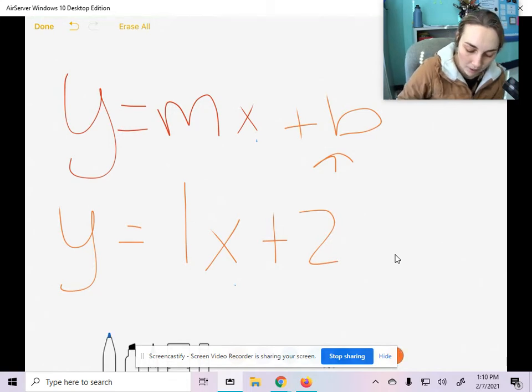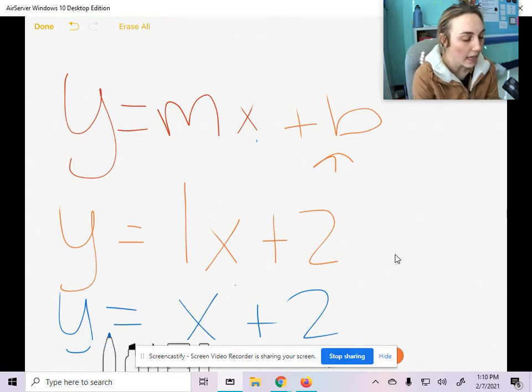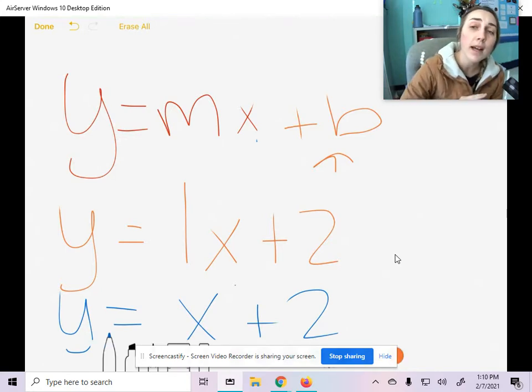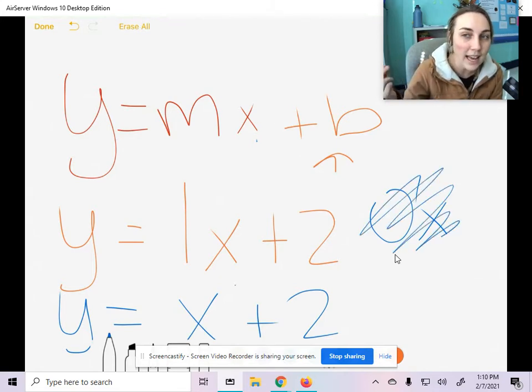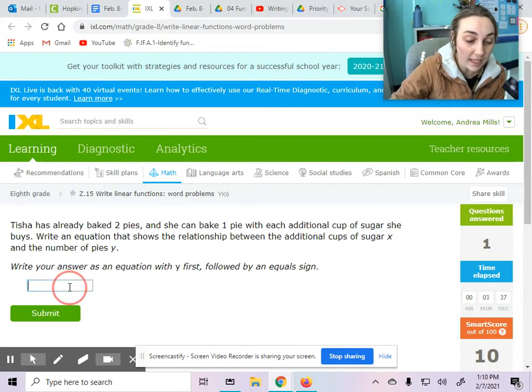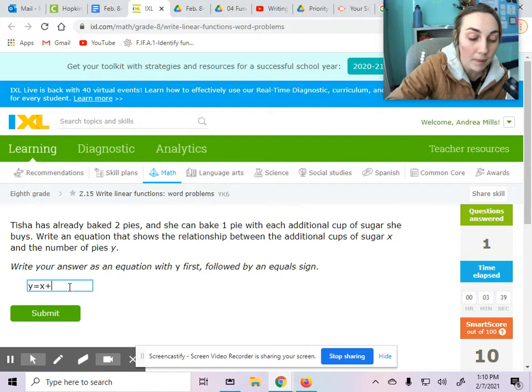But if you wanted to make that smaller, guys, remember you can get rid of that 1 because if you have an x value by itself, you have to automatically assume that there is a 1 attached to it because you can't have 0x. If you have 0x, that doesn't exist. You don't need it. So if you see an x by itself, you can automatically assume there has to be a 1 there. The x is going to piggyback off that 1. So here's our equation, y equals x plus 2. So let's type that in. y equals x plus 2.